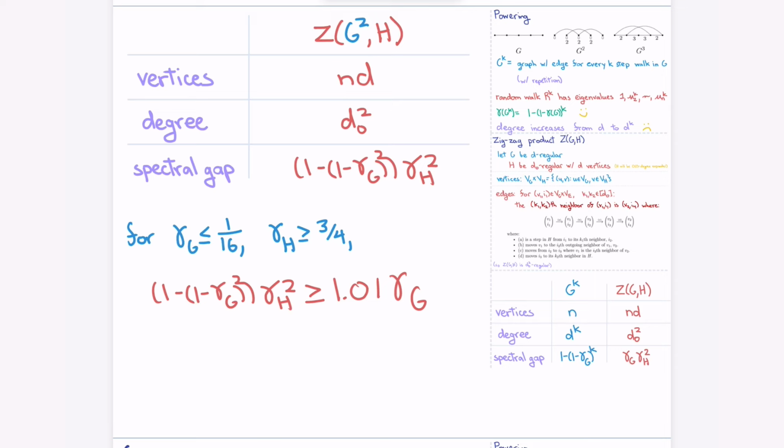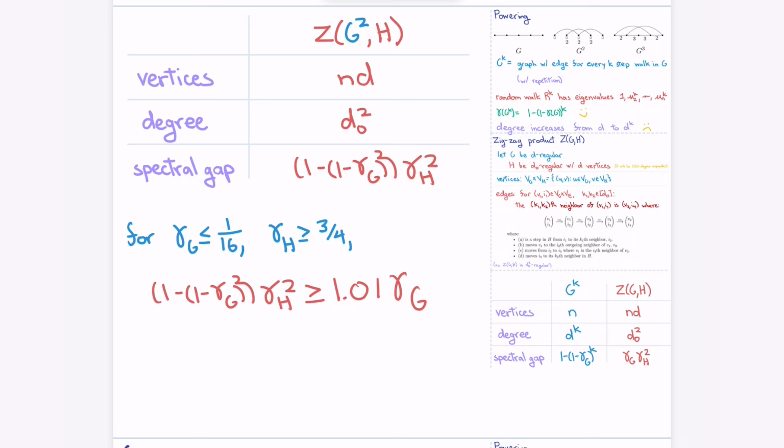But what about the number of vertices? Each time you're going to go up by this factor of d, and you're going to do it log n times. So your number of vertices is going to go from like n to like n to the d, but it's still polynomial in n. So it's going to actually work out okay. You're going to get there fast enough.